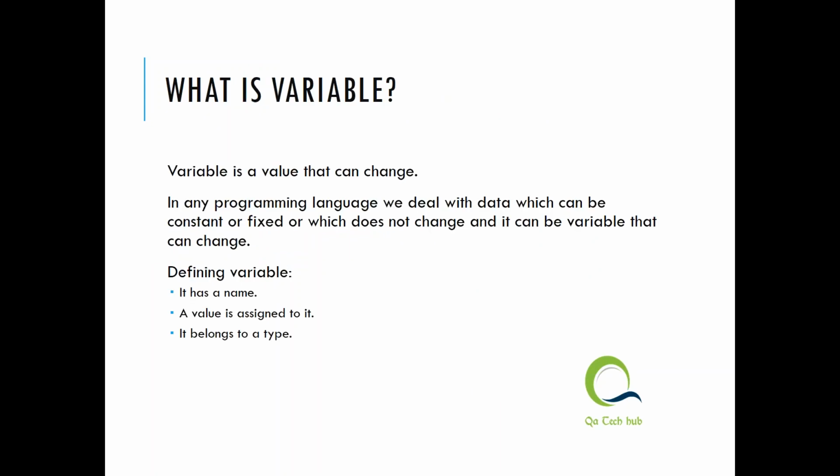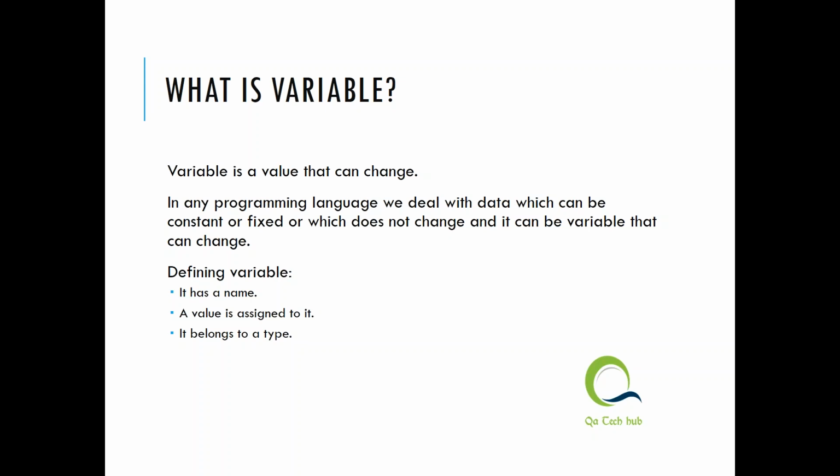Let's start with what is a variable. So you might have heard about this variable word a lot. What is a variable? A variable is something which changes its value, right? So in any programming language, we deal with data that can be a constant, data that can be something which changes frequently, and so on. So if I have to define what is a variable? A variable is something whose value changes a lot. Whereas what is constant? Constant is something whose values remain same.